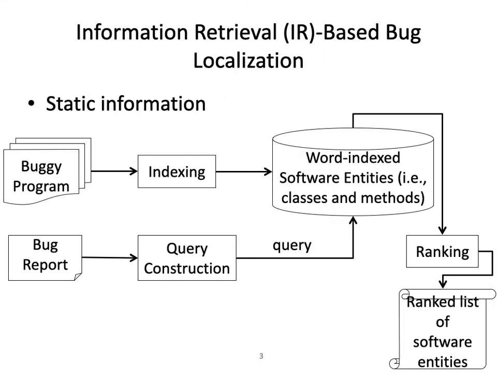For instance, information retrieval-based bug localization considers buggy programs as plain documents, extracts words from the documents, and then indexes the software entities like classes and methods with those words. Meanwhile, it treats every bug report as a query to the indexed documents in order to retrieve and rank a list of software entities based on their relevance or similarity to the query. Such approaches mainly leverage the static information relevant to bugs.